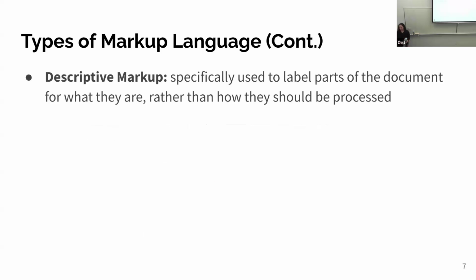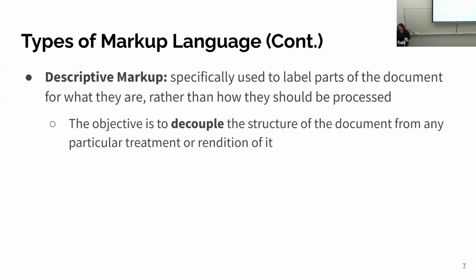Finally, we have what's called descriptive markup, which is specifically used to label parts of the document for what they are, rather than how they should be processed. So the objective here is to decouple the structure of the document from any particular treatment or rendition of this document. Examples of this are LaTeX, the topic of this lecture, HTML, which was very famous for creating web pages, and XML, which is used for various types of metadata.